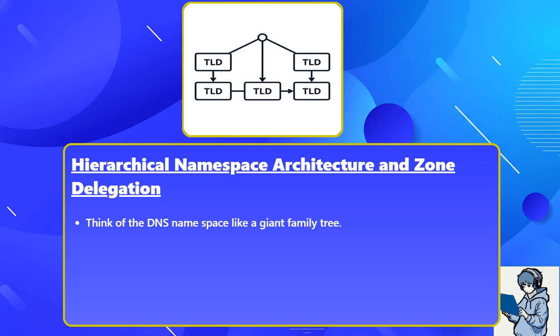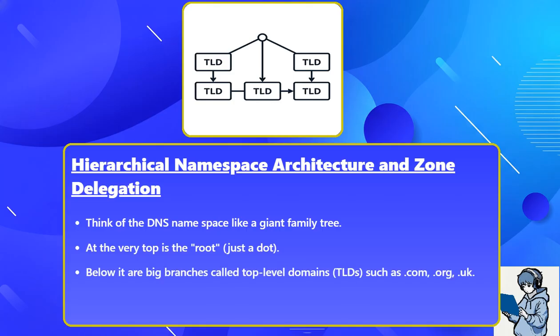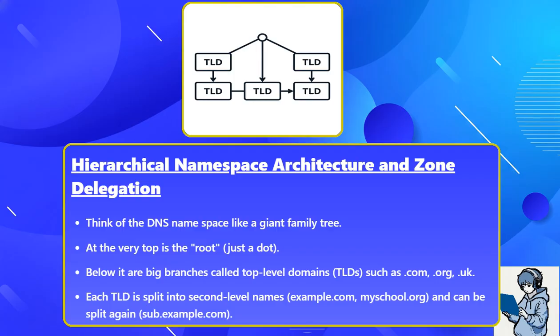Think of the DNS namespace like a giant family tree. At the very top is the root, which is just a dot. Below it are big branches called top-level domains, abbreviated TLDs, such as .com and .org.uk. Each top-level domain is split into second-level names, for example example.com and mischool.org, and can be split again, like sub.example.com.